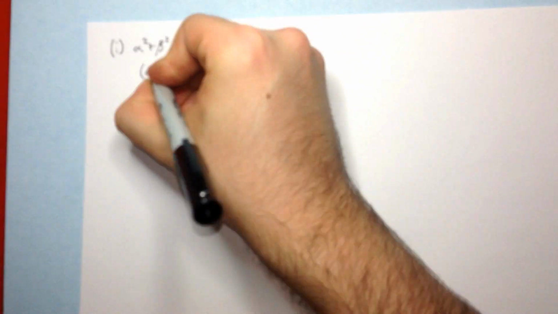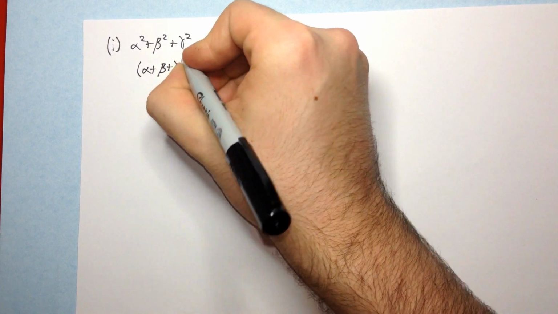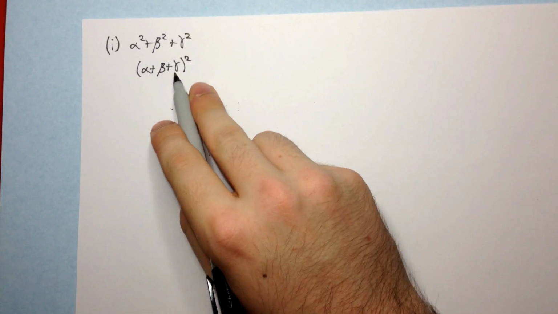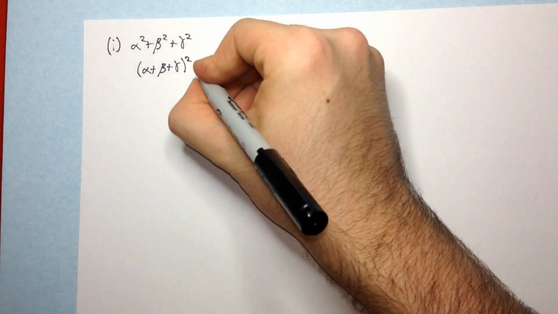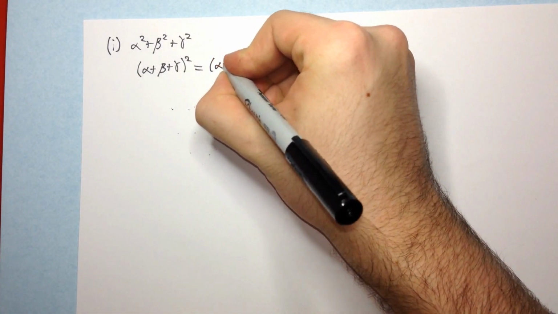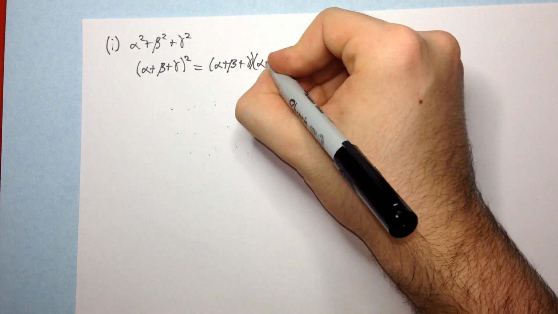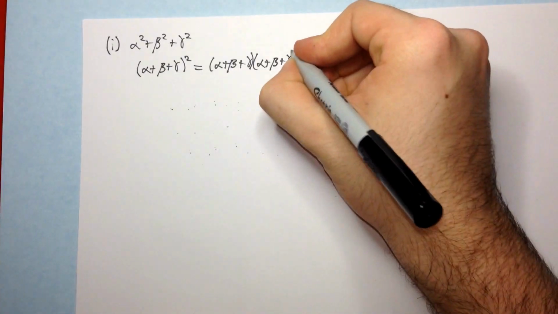So let's consider this, alpha squared plus beta squared plus gamma squared. We need to think of alpha plus beta plus gamma all squared. So this is equal to, I'll just write it like this so it's easy for us to see how to expand, alpha plus beta plus gamma.